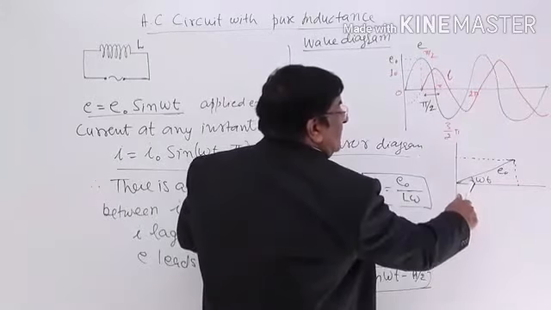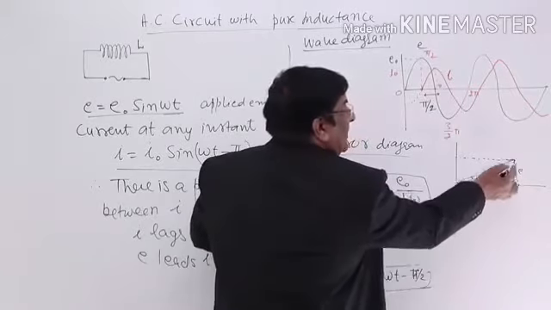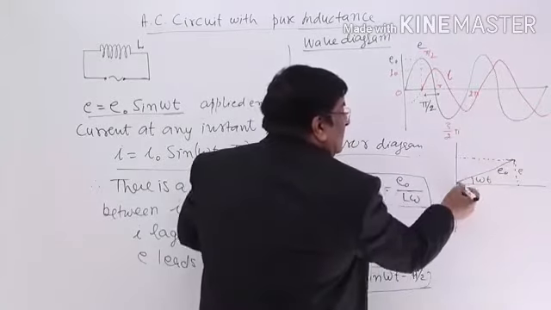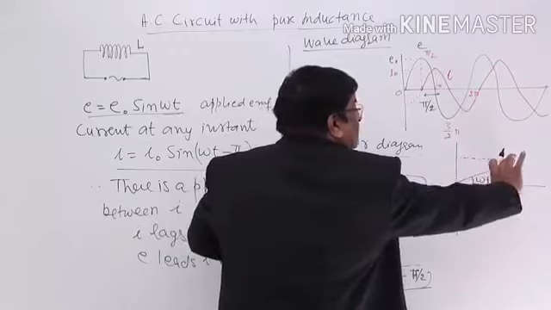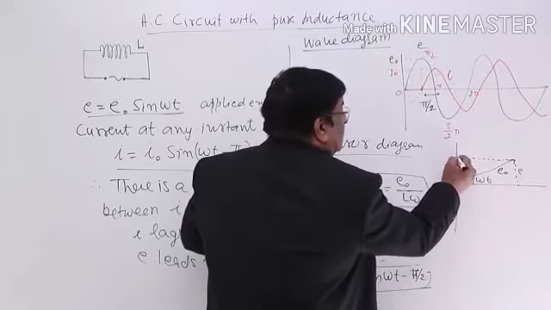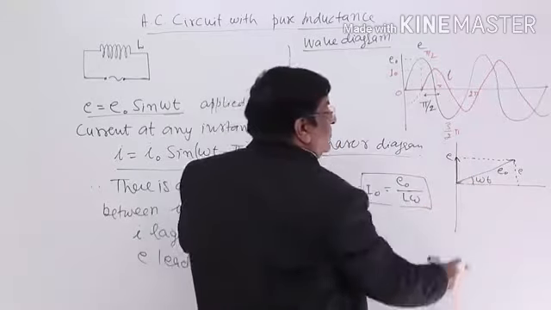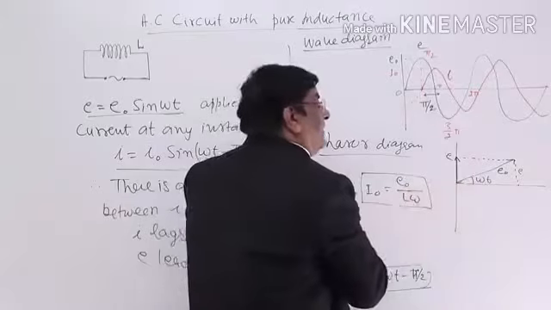Because sine omega t is what? This E divided by E naught, perpendicular upon hypotenuse. This E we represent here, so this same length we take here. This projection is the E. So this is the phasor diagram of EMF.